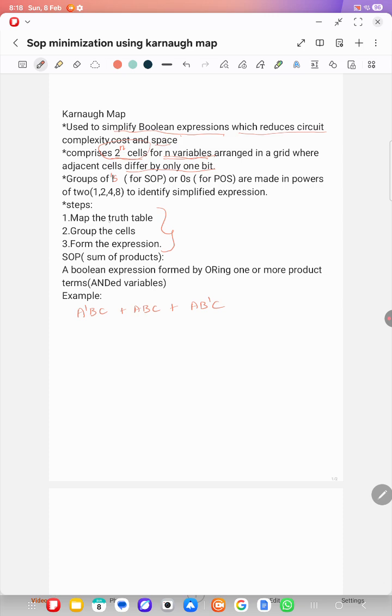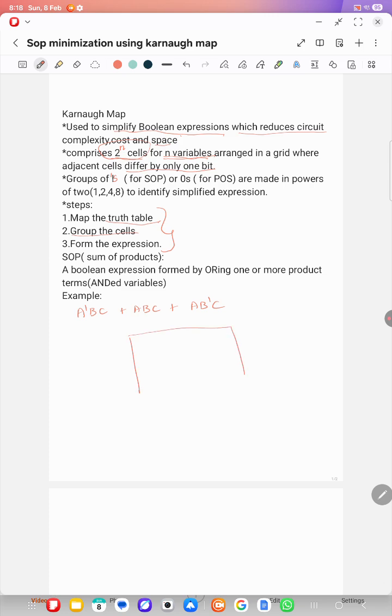the truth table. What is the truth table? It gives the combination of values for all the variables present in the domain and what is the output for each combination. Those values you have to map in the Karnaugh map and you have to group the cells. What do you mean by grouping? Adjacent cells you can group.